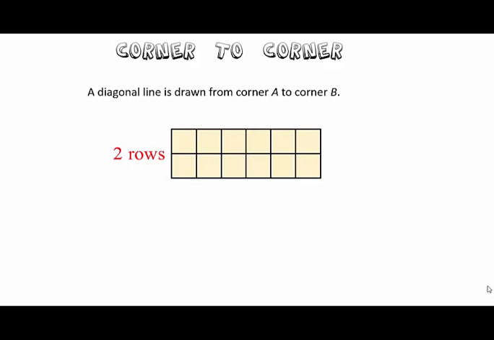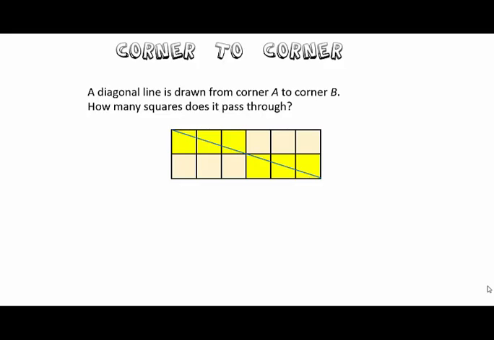Let's draw a diagonal from corner A to corner B as shown. There's A and B, the diagonal. There it is. How many squares does it pass through? Well, it's easy enough to count them, isn't it? Let's have a look. And there they are in yellow. There are 6 squares.